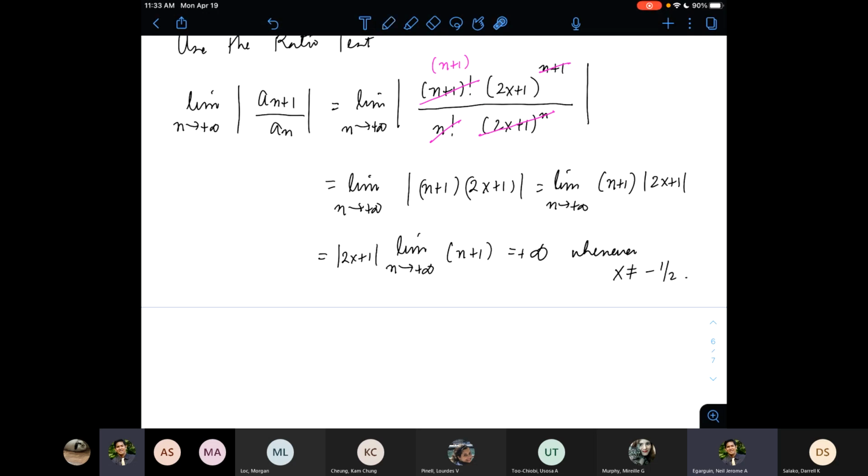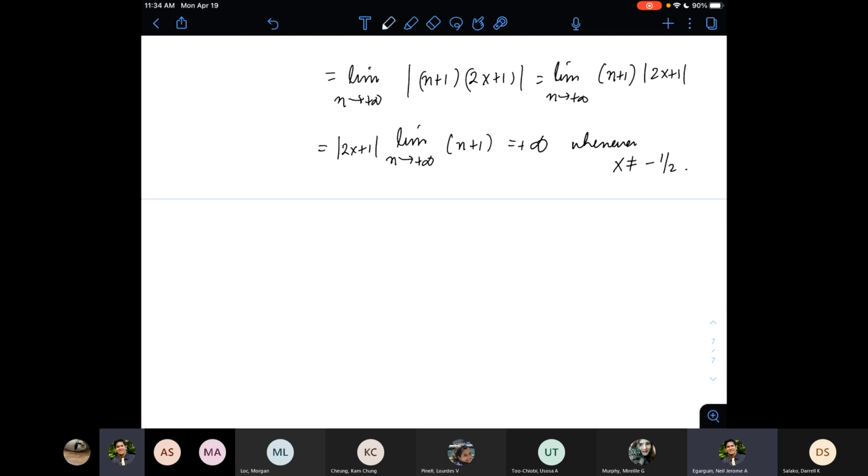So let's see why, because I think it's clear that this limit is equal to positive infinity. But be mindful that we have an absolute value of 2x plus 1 here, right? So if x is equal to negative 1/2, this will be 0. So we'll have 0 times infinity, which is indeterminate, so I don't have any conclusion for that. But if x is anything besides negative 1/2, then the limit is surely equal to positive infinity.